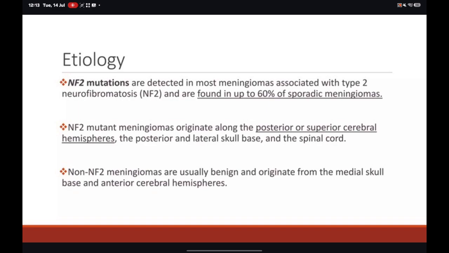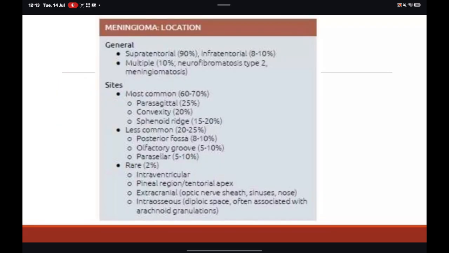NF2 mutant meningiomas originate along the posterior or superior cerebral hemispheres, the posterior and lateral skull base, and the spinal cord. Non-NF2 meningiomas are usually benign and originate from the medial skull base and anterior cerebral hemispheres. Here you can see the meningioma locations.